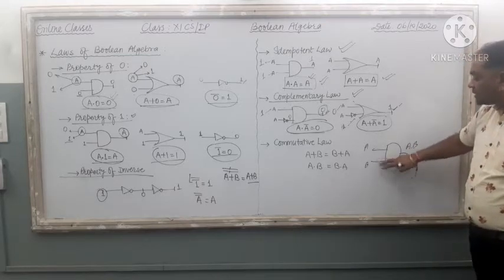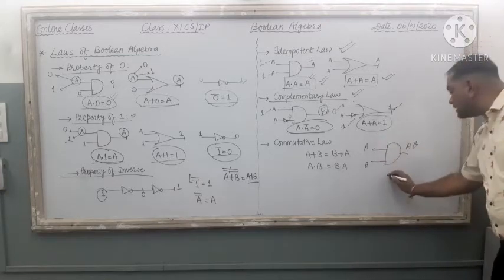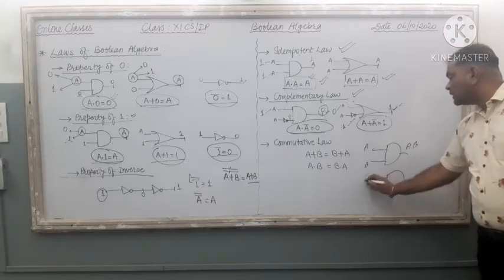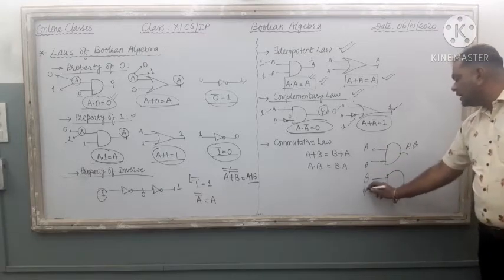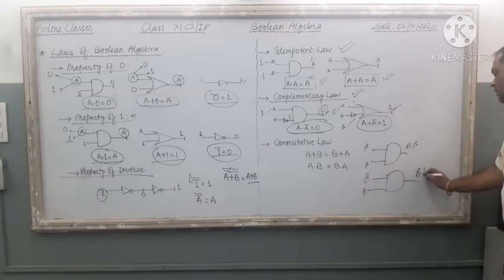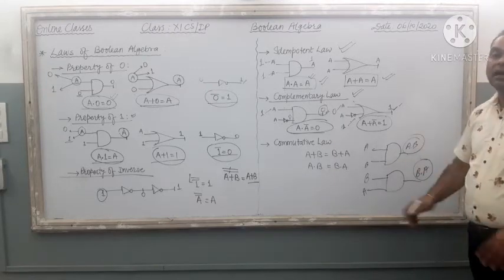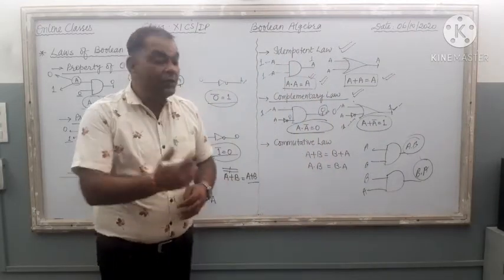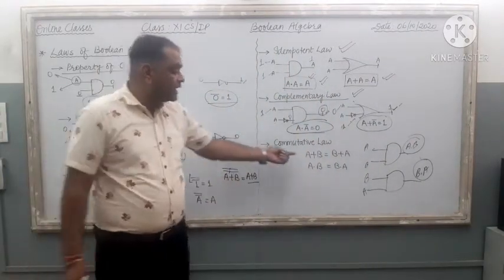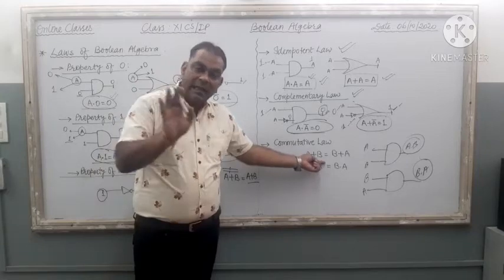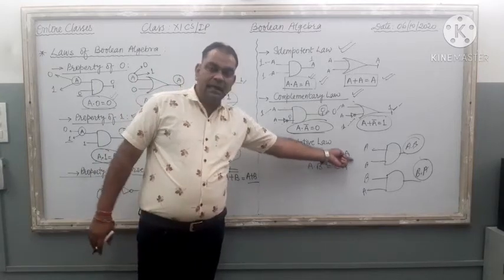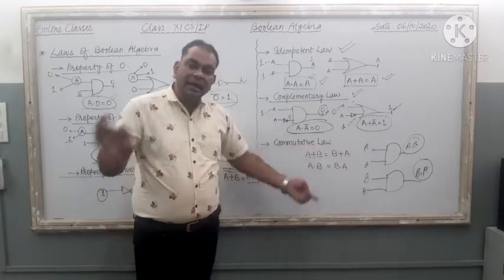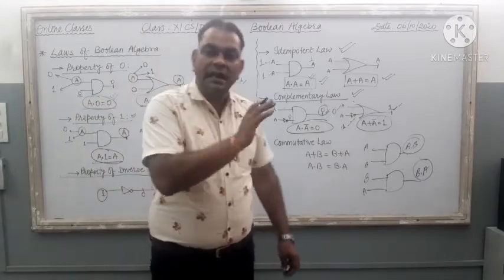If I convert these two input signals, such as now I put B on top, now B is here, A is here, now the result is B dot A. Both the results are same. There is no rule, there is no conflict if you reverse the input signal. So we can say A plus B is equal to B plus A. A dot B is equal to B dot A.